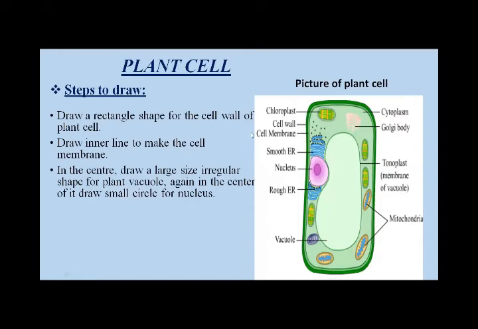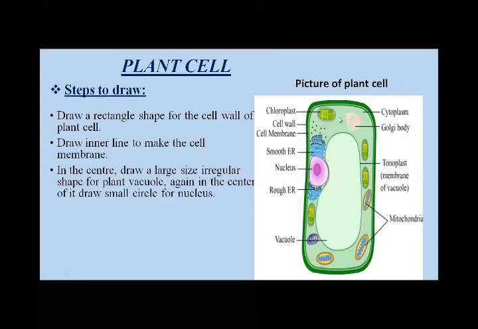In the center, this is the center part of the cell. Draw a large size irregular shape for the plant vacuole. This is a plant vacuole. It is large in size in a plant and it is in the center. Again, in the center of it, draw a small circle. You draw a small circle, and this is a nucleus. Okay, this is the small circle, and it is nearer to the cell wall or cell membrane.